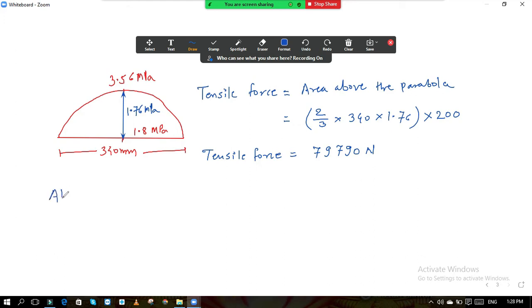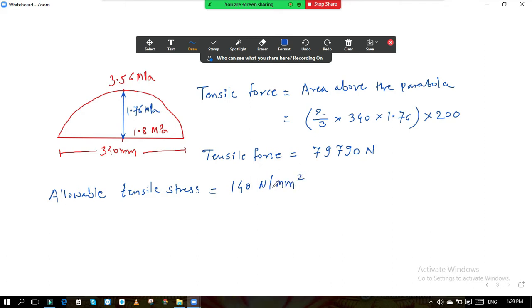Then the allowable tensile stress. This is as per the IS code. Whenever I say as per the IS code here in prestress, it is as per the IS prestress code. Allowable tensile stress is equal to 140 Newton per mm square. This is a standard value.